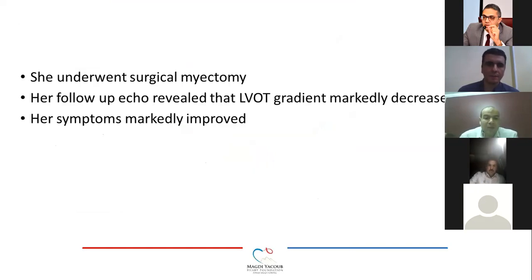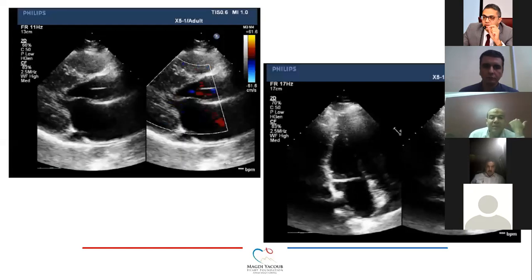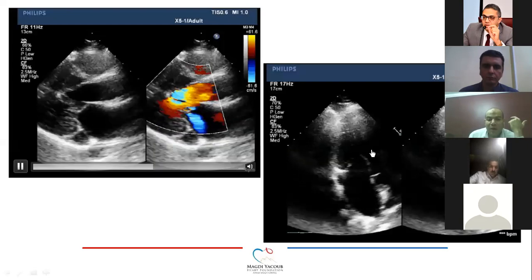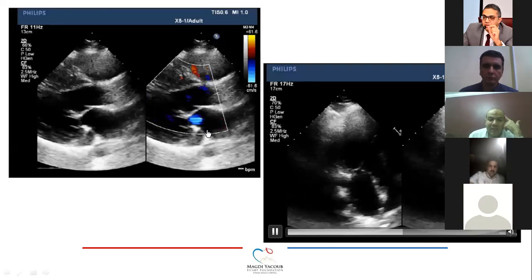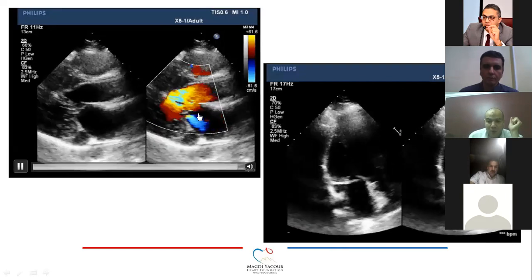She underwent surgical myectomy, Dr. Karim, and her follow-up echo revealed that the LVOT gradient markedly decreased and her symptoms markedly improved. This is her echo. We can appreciate the absence of the LVOT aliasing that was present before, and also here in the apical long axis view, and the decrease in the severity of mitral regurgitation without touching the mitral valve in the surgery.